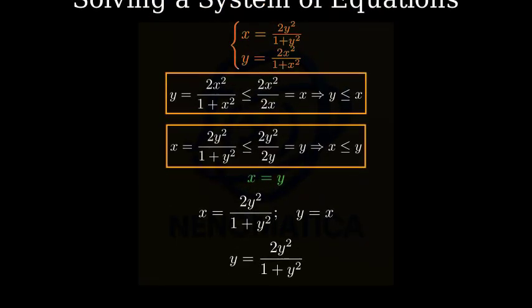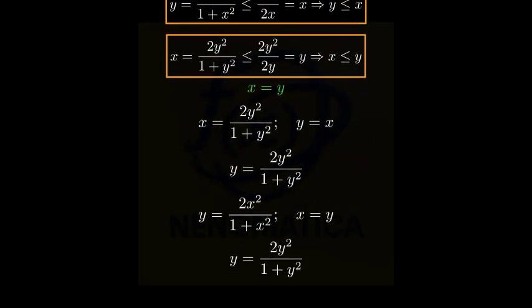We get x equals 2y squared over 1 plus y squared. And since x equals y, we can write y equals 2y squared over 1 plus y squared. We can also substitute x equals y into the second equation. This gives us y equals 2x squared over 1 plus x squared, which becomes y equals 2y squared over 1 plus y squared since x equals y.